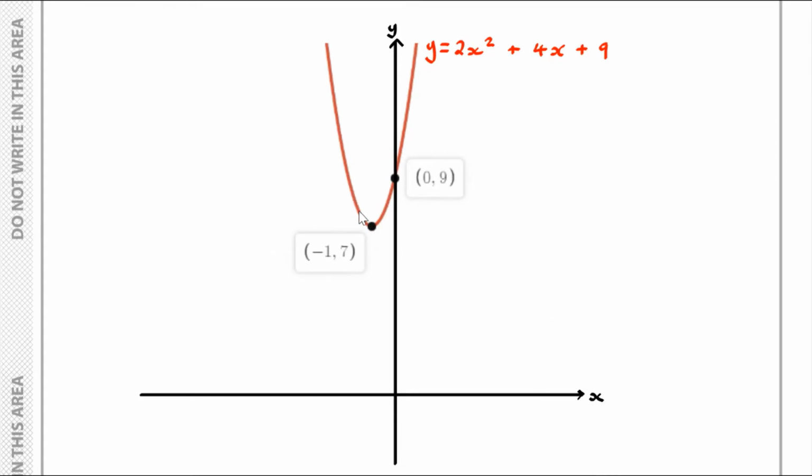So we've got the following graph over here. We've got our minimum point minus 1, 7, and we've got where the graph crosses the y-axis, which is at 0, 9. Of course, the graph does not cross the x-axis as shown.